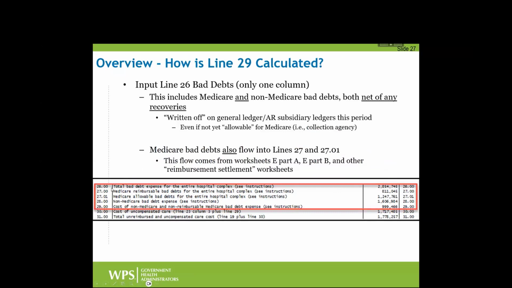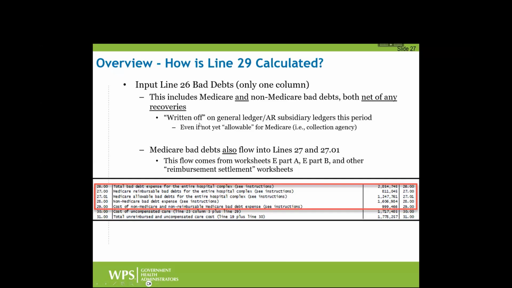Now, line 26 is total bad debt. They use the word expense here, which is actually not right, but they're saying total bad debt expense for the entire hospital complex. So let's focus on total first. Total here means both Medicare and non-Medicare bad debts, but of course it needs to be net of recoveries. If you've already recovered a portion of that bad debt in a later year, generally, then it has to be net of those recoveries. So that's the first rule.